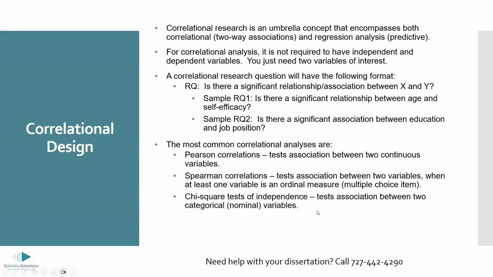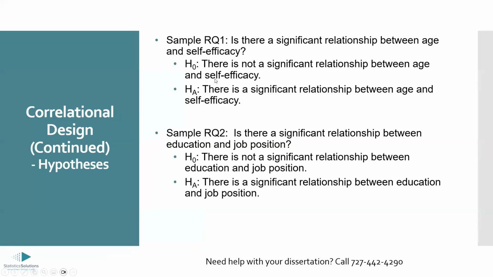If you have two categorical factors, then you can do a chi-square test of independence. So factors like gender or ethnicity or passing and failing an exam, those are not numeric, those are categorical. So if you have two categorical factors, you can do a chi-square test. Categorical and nominal mean the same thing. Right. And here we have some examples of research questions for a correlational analysis.